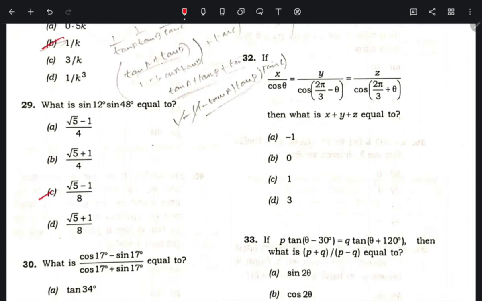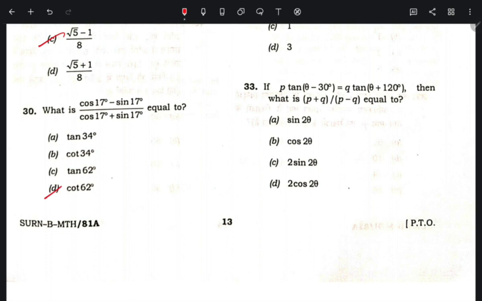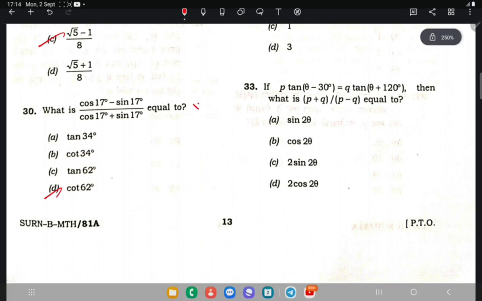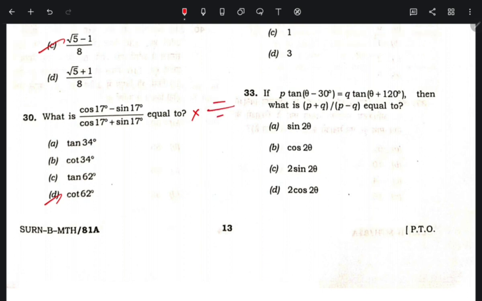29 you have C. Right. So this you have to know sine 12, or if you know sine 18, or you can use, if you know sine 36. Sine 36 is one of the angles that you should be knowing. You can convert it, but so this, the answer will be C. 30, the answer is D. Right, take the conjugate. If you take cos 17 minus sine 17, multiply it top and bottom, you will get the answer.